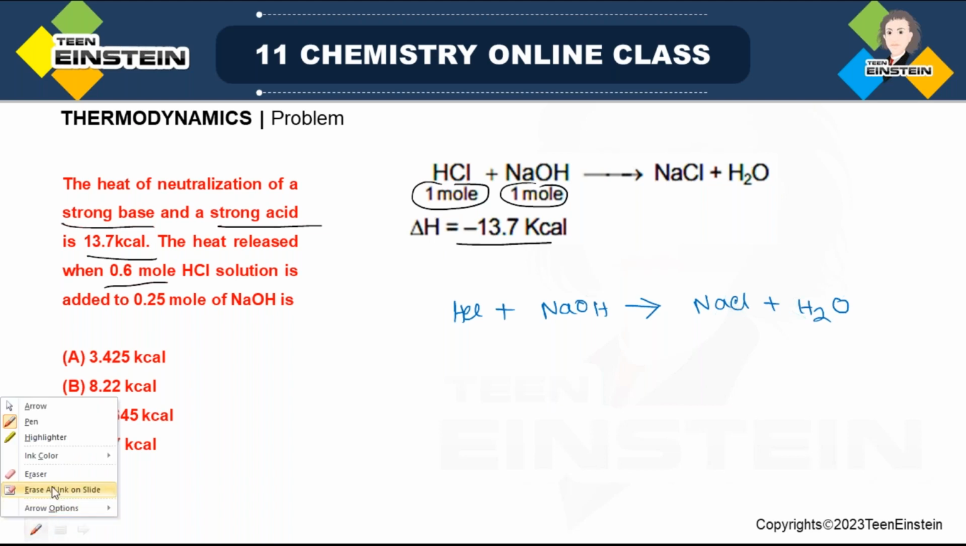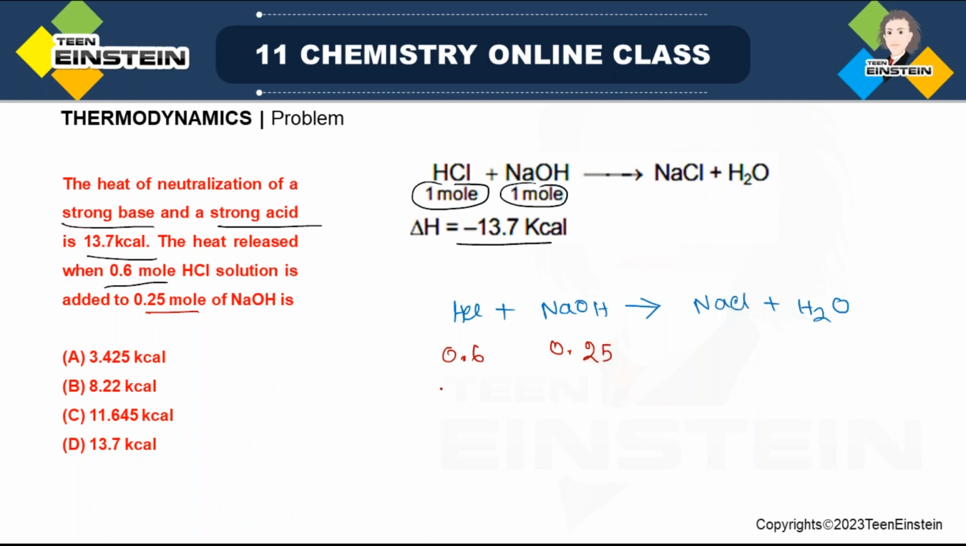Here we have started with 0.6 moles of HCl and 0.25 moles of NaOH. Now see, these are the amounts you have added. So this is basically the limiting reagent, or you can say limiting reactant. Okay?